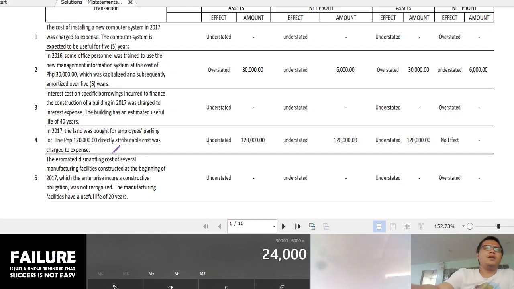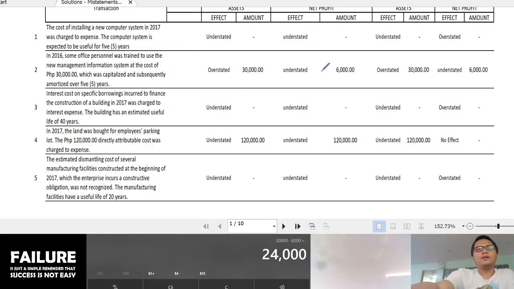However, meron daw na 120,000 which is a direct attributable cost pero na-charge again to expense. Again, it is a direct attributable cost. So meaning, pag direct attributable cost, anong dapat ginagawa? Kina-capitalize. Part of the cost of the land. Okay? Part of the cost of the land.